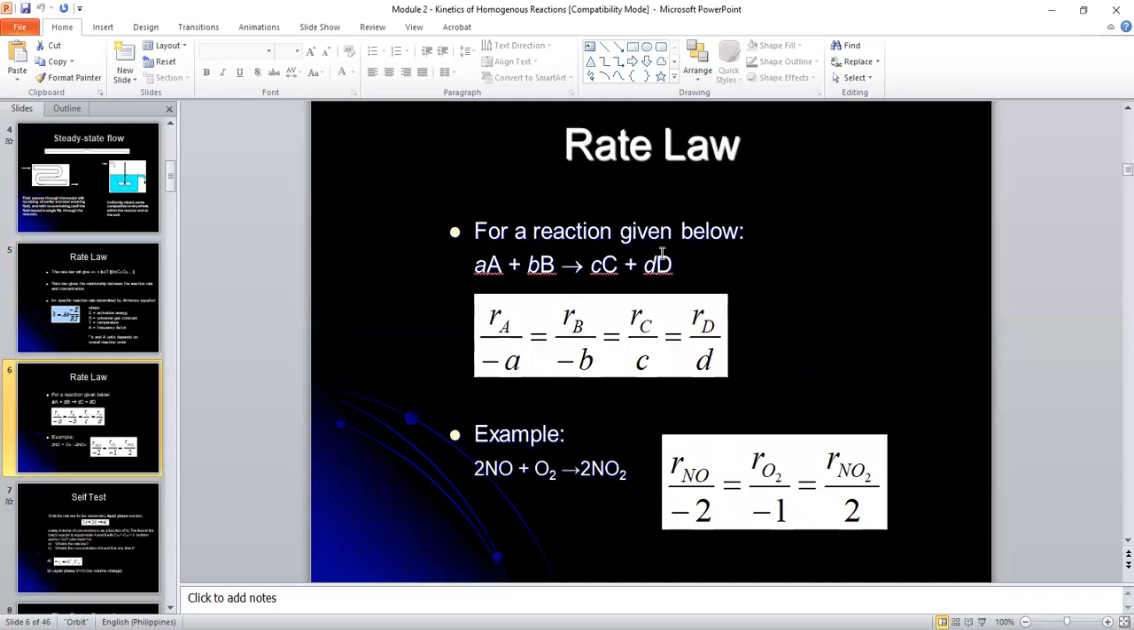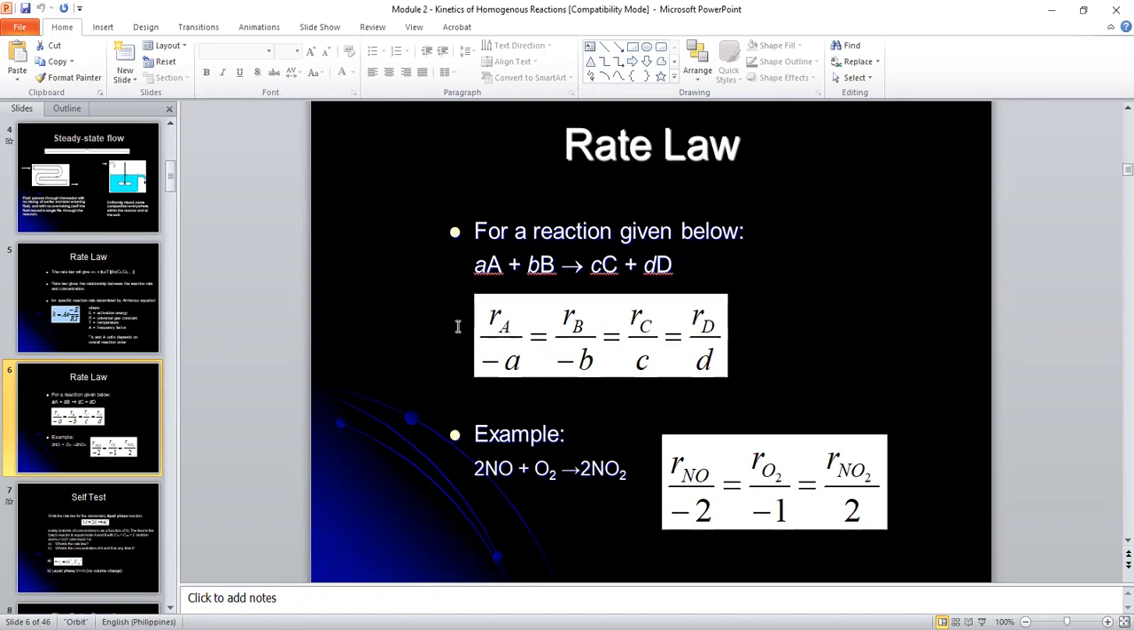Now, more on the rate law. For a given reaction, a hypothetical reaction, you have species A reacting with species B, forming species C and D, and you have the coefficients a, b, c, d respectively. This is the fundamental relationship of the rates in terms of the species that you are seeing. So the rate in terms of A divided by a is equal to the rate in terms of B divided by b, C divided by c, and D divided by d.